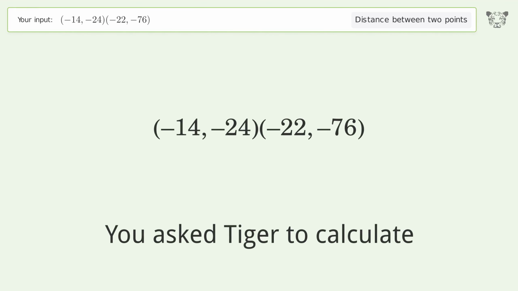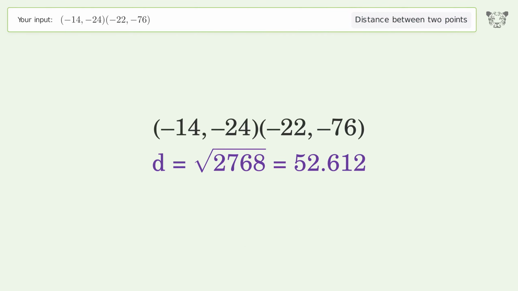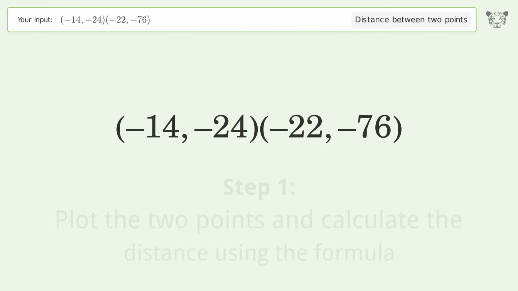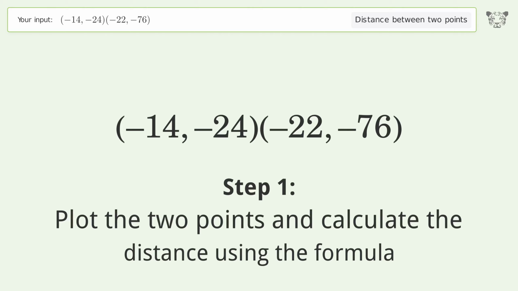You ask Tiger to calculate. This deals with the distance between 2 points. The distance between the 2 points is the square root of 2,768, or 52.612. Let's solve it step by step. Plot the 2 points and calculate the distance using the formula.